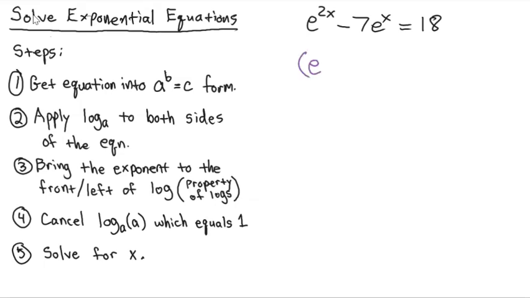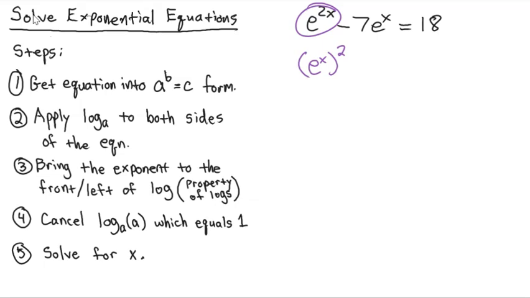This is the same thing as e to the x power in parentheses, then squared. Because remember, when we take something to an exponent and in parentheses, then raise it to another exponent outside, we multiply the two exponents. So 2 times x is 2x. So this is e to the 2x power.